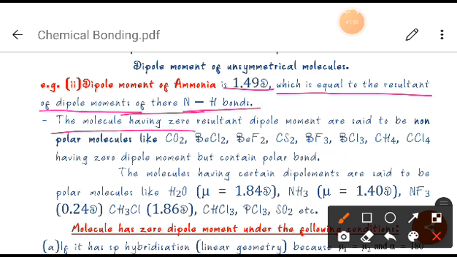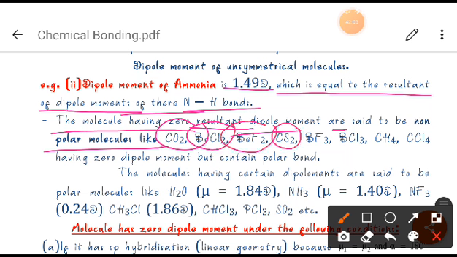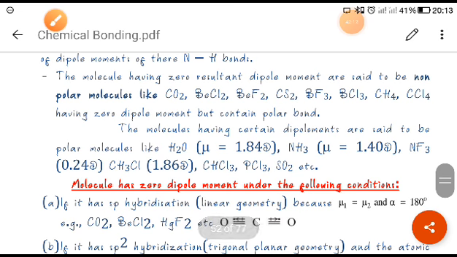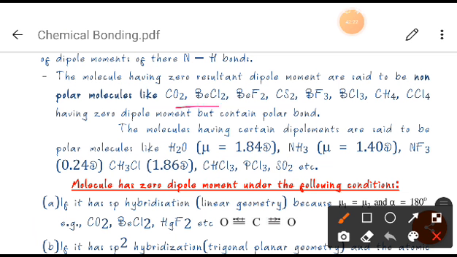Now the molecules having a zero resultant dipole moment are said to be non-polar. Those molecules in which there is no dipole moment are called what? Non-polar molecules, like CO2, BeCl2, BeF2, CS2, BF3, BCl3. These are all non-polar molecules, and they do not have any dipole moment. Or we can say that they have a zero dipole moment but contain polar bonds. This type of molecule will have a zero dipole moment.